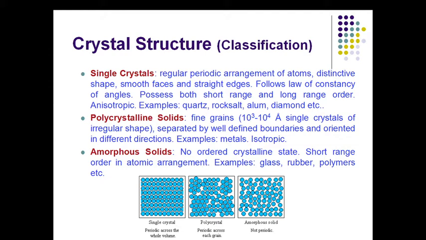Now, solids are basically of two types, or rather I can say broadly classified into three types. The first type is a single crystal. The second type is polycrystalline solids, which is again crystalline in nature. And the third type of solids that we have are called amorphous solids. Now, what is the difference between these three types of solids? So basically, amorphous solids are the solids which have no particular atomic structure.